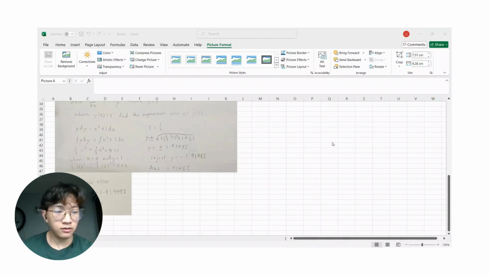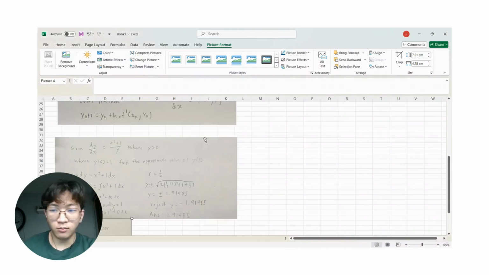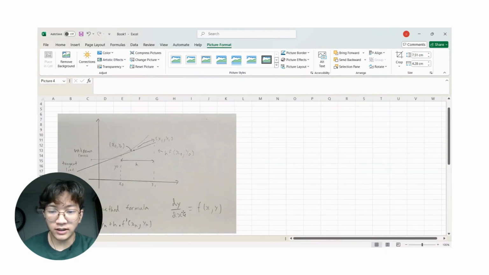So what is Euler's method? Euler's method is a numerical technique used to approximate the solution of a first order ordinary differential equation, a differential equation in the form of dy/dx = f(x, y). Often, we don't know what the original curve looks like. We only know the slope or rate of change, as in the derivative. So we approximate the shape of the curve by taking small steps.